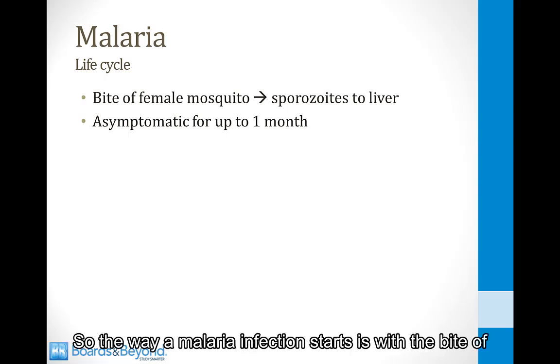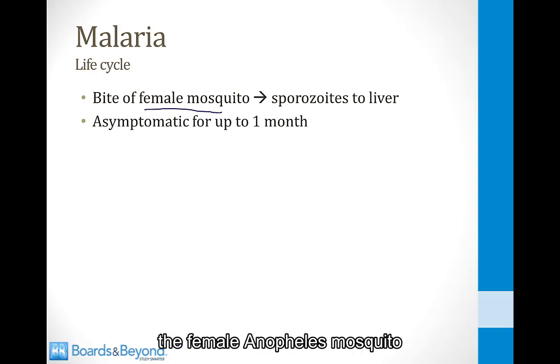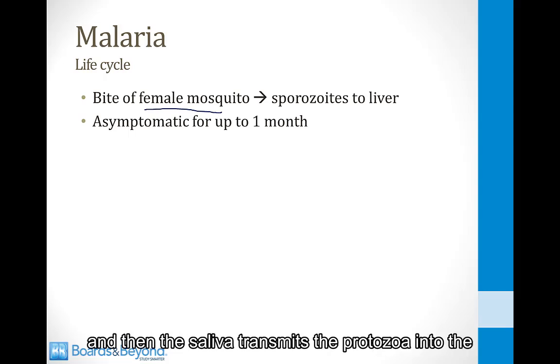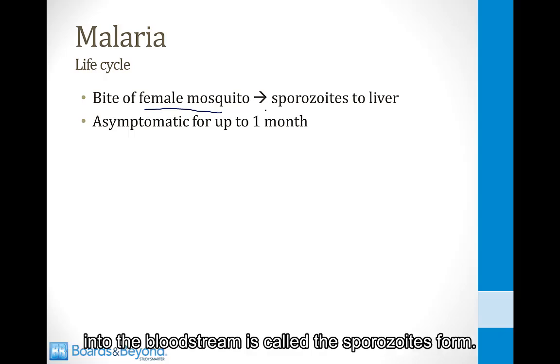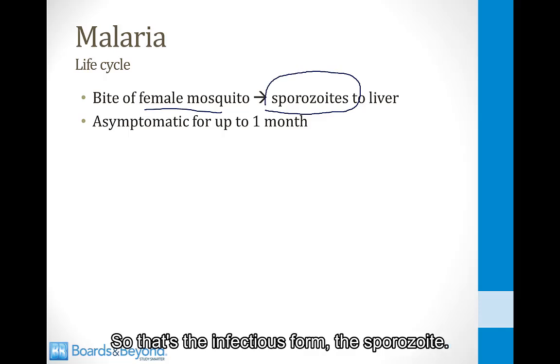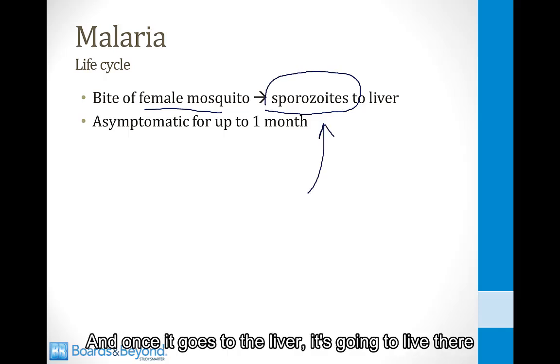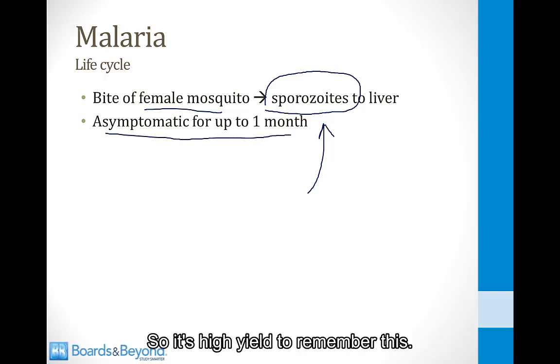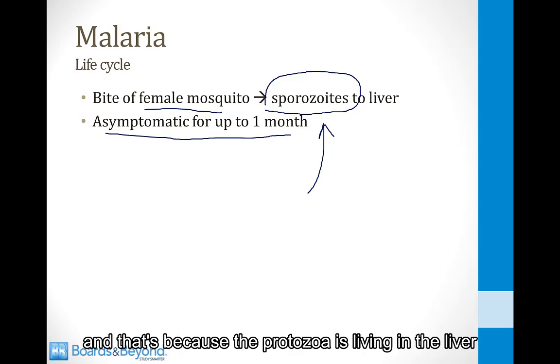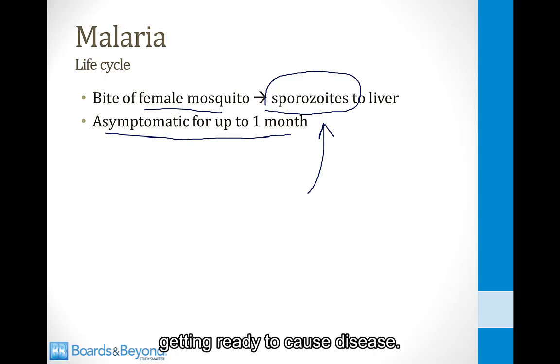So the way a malaria infection starts is with the bite of the female Anopheles mosquito, and then the saliva transmits the protozoa into the bloodstream, and from there it goes to the liver. And the form of Plasmodium that transmits from the mosquito into the bloodstream is called the sporozoite form. So that's the infectious form, the sporozoite. And once it goes to the liver, it's going to live there for about a month, and the patient's going to be asymptomatic. So it's high yield to remember this. Someone may come back from Africa and not get sick for several weeks, and that's because the protozoa is living in the liver getting ready to cause disease.